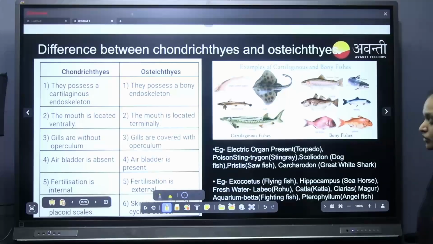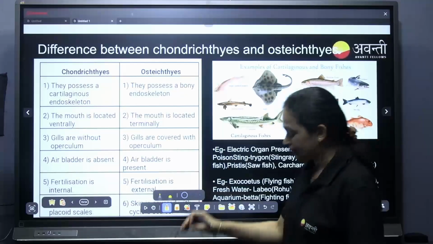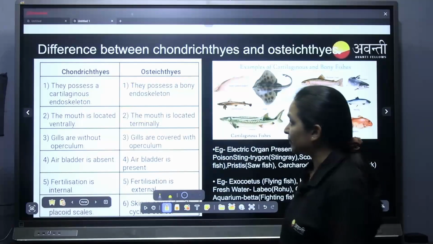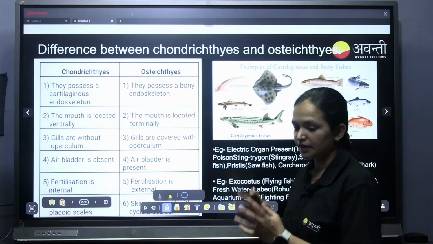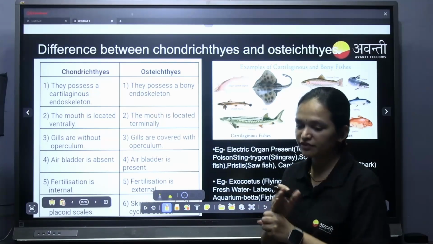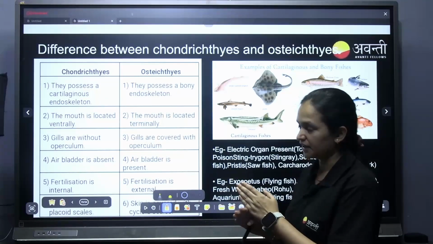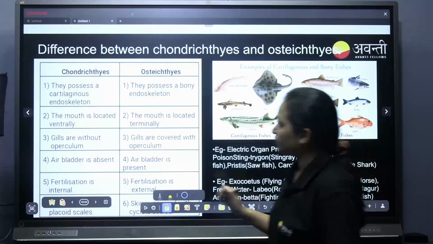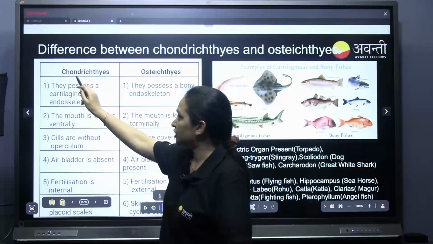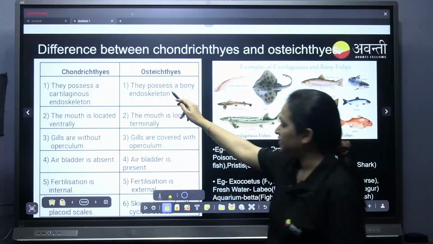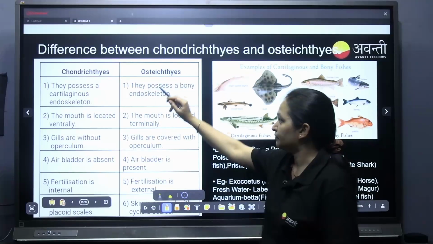Now coming to the Pisces. The Pisces is divided into two. One is bony fish, another one is the fish with a cartilage endoskeleton. The cartilage endoskeleton fish are called Chondrichthyes and the bony fish are called Osteichthyes.